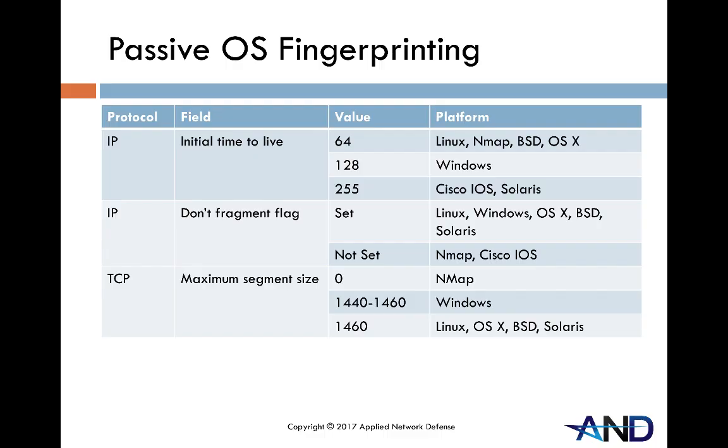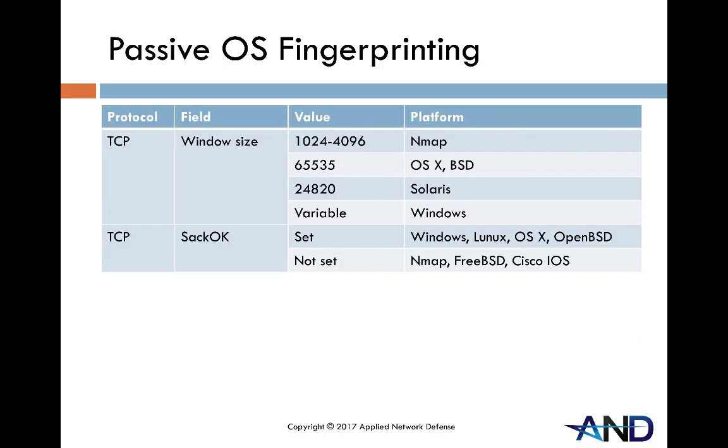Another option is moving to the TCP header, the maximum segment size value. A value of 0 is generally something we see with Nmap scanning, a value between 1440 and 1460 is associated with Windows, and a value of 1460 specifically is associated with Linux, OS X, BSD, and Solaris. So you see there's a little bit of overlap there. The value of 1460 could mean Windows, it could mean Linux, OS X, and so on. So a little bit of ambiguity there, but something that you can draw a little bit of a conclusion from.